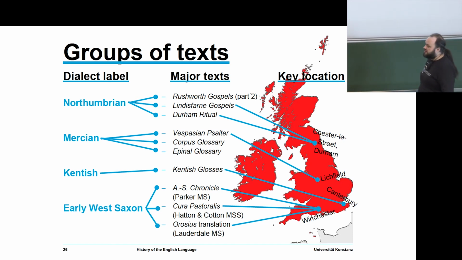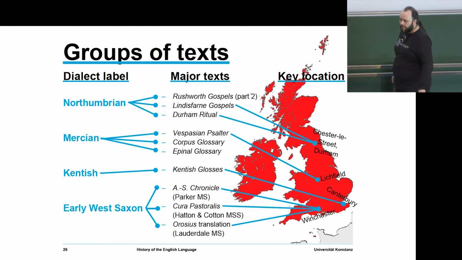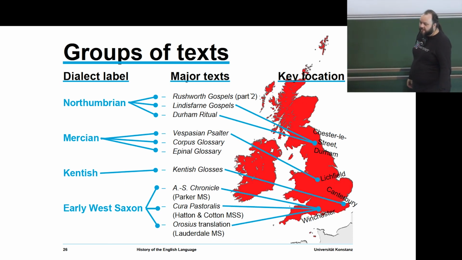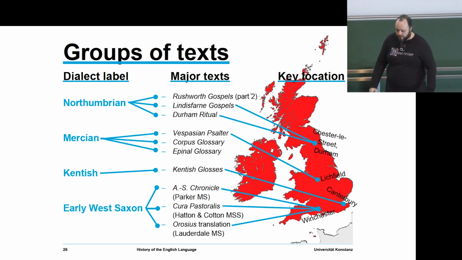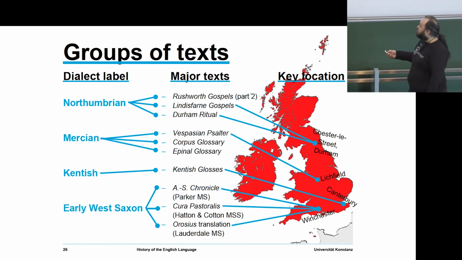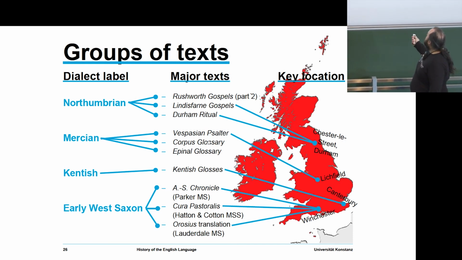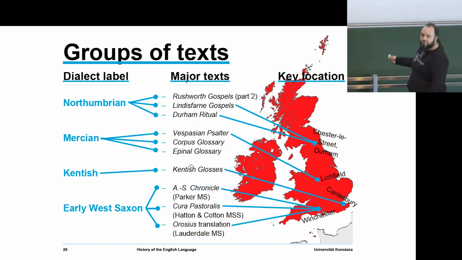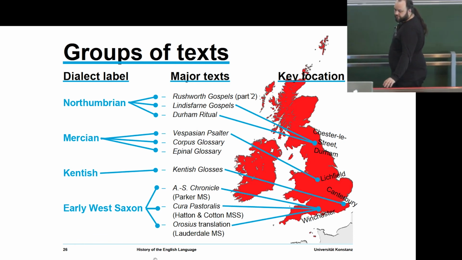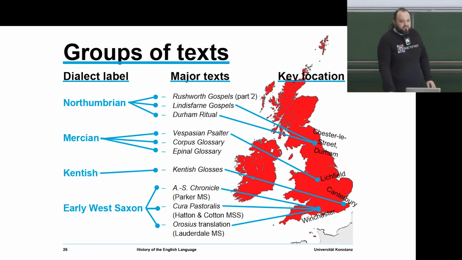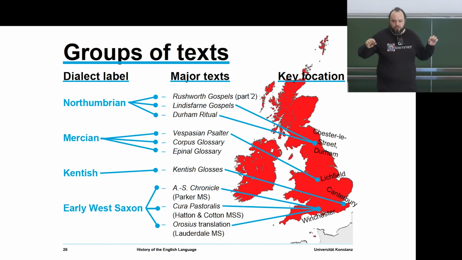And in Canterbury, the Kentish glosses were written, among other texts. And for early West Saxon, we actually have quite a lot. And those texts we can localize very specifically. We can say they would have come from here, Winchester, King Alfred's capital of Winchester. But this is information about single points on a map.